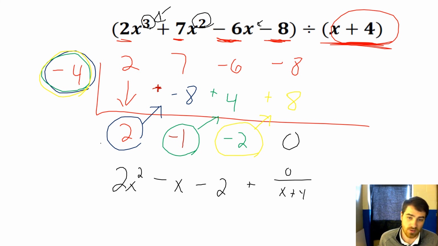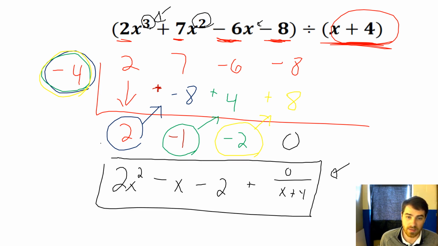Since the remainder is 0, you don't have to include this. Sometimes they'll ask you to include it. But that would be my answer. Again, that last part I really don't have to include, but that would be it in a nutshell.